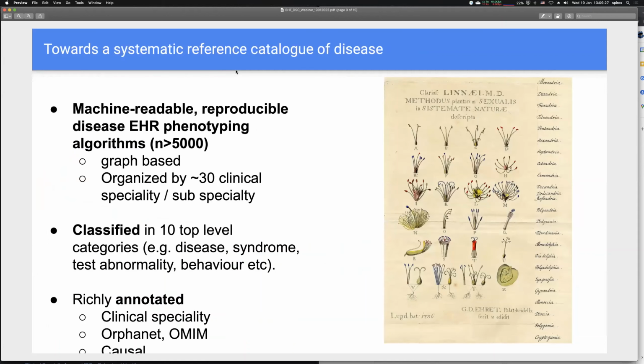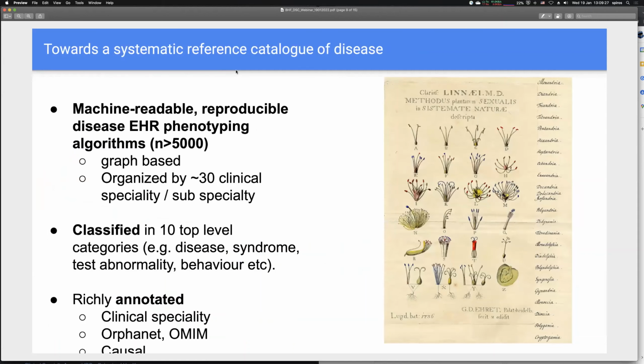So what I talked about earlier, what we are aiming to achieve is to implement what we call a systematic reference catalog of disease. Can we create a catalog of disease that is computable, so machine readable, that provides reproducible phenotyping algorithms for all the diseases that are currently recorded in electronic health records? We have a prototype ready of this, where we've essentially taken the 13,000 odd ICD-10 codes and summarized them, based on existing work of phe codes and expanding on manual annotations, into 5,000 or so hierarchically organized phenotype codes.